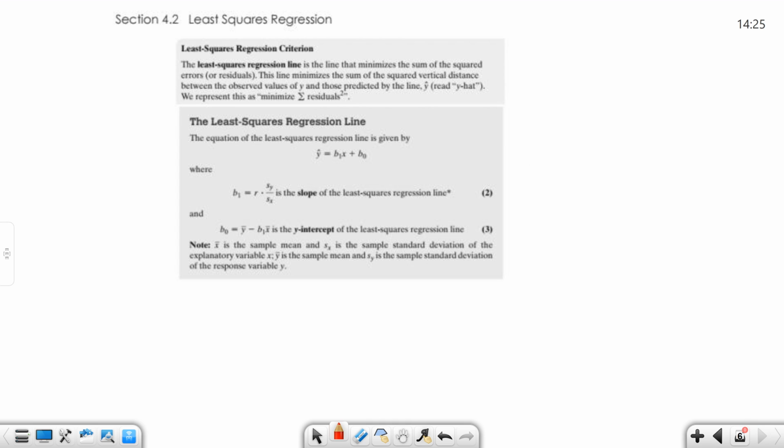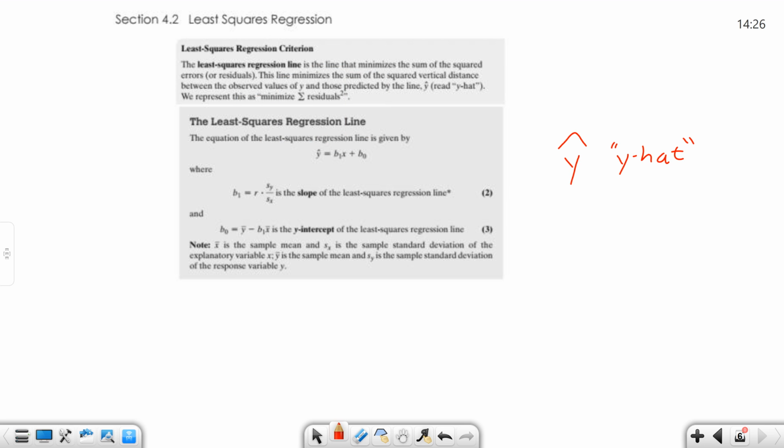This line minimizes the sum of the squared vertical distance between the observed value y and the predicted value y, with that little character, when you see y with this character, that's y hat. You read that y hat. Okay, and you can have x hat, m hat, q hat, whatever. It doesn't have to be x and y. We typically talk about those things, but y hat here. And we represent this as minimize the sum of the residuals squared.